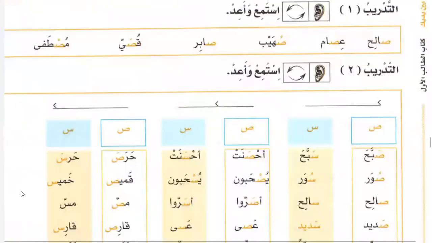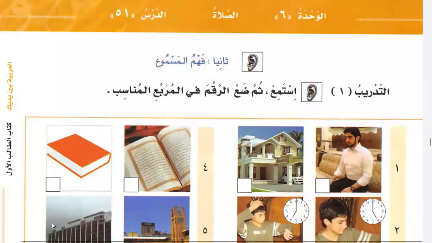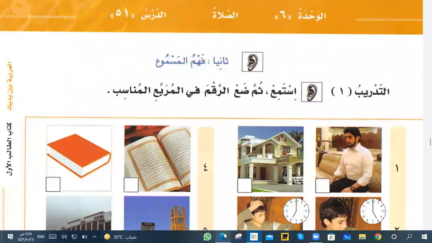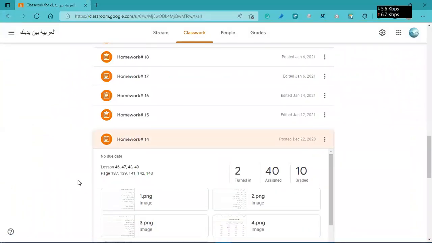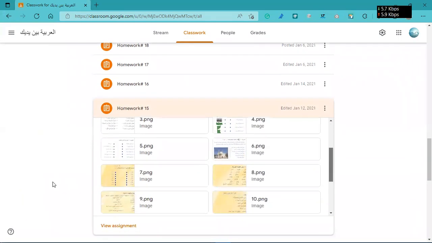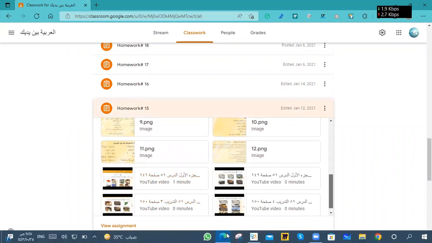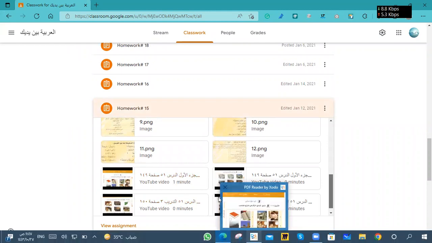So here, these are the sentences for revision. You will do it. Then we have this, that you need to play the video. So this is lesson 51. Yes, in this lesson 51, you have the videos. So you will play the videos and you will answer these.